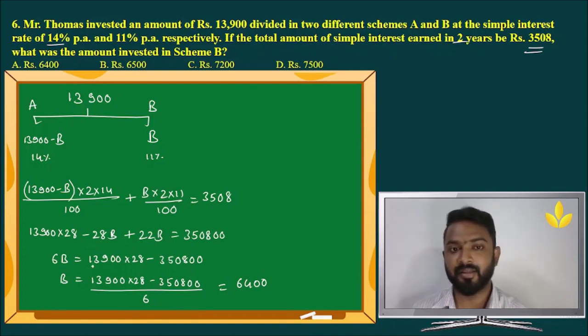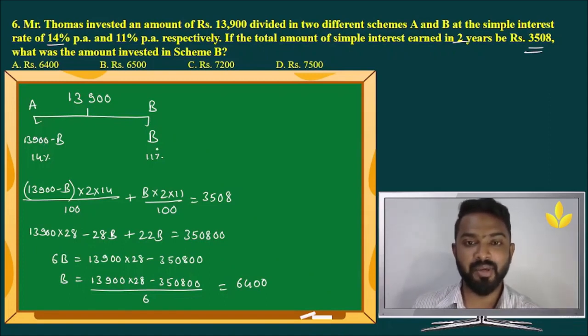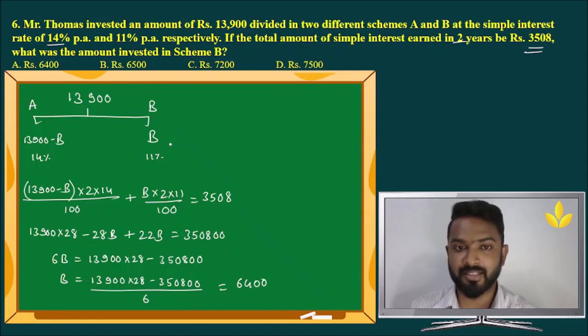Now here is the thing. Most of the people, what they'll do is they'll take scheme A as X and scheme B as 13900 minus X. That time you will get the value of x as 7500, which is also there in the options. But that is not the correct answer. You have to do 13900 minus 7500 to get the answer.